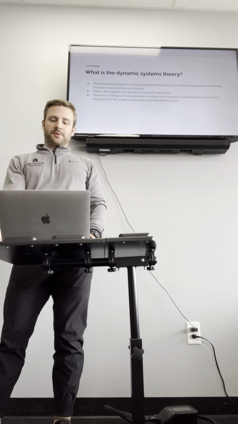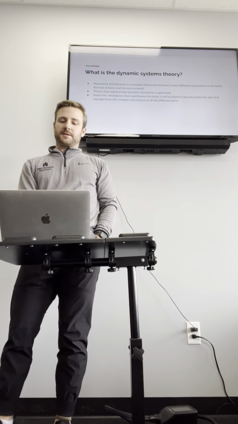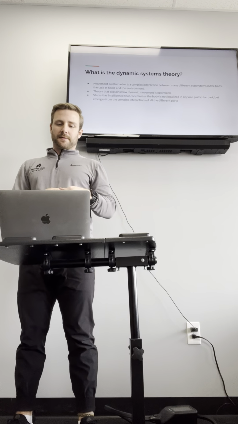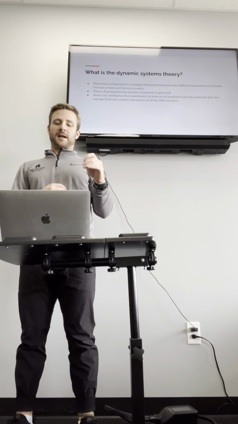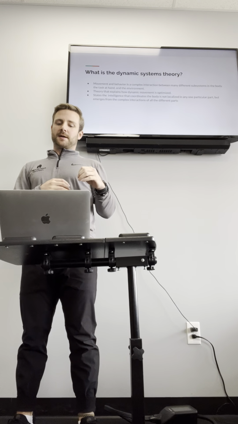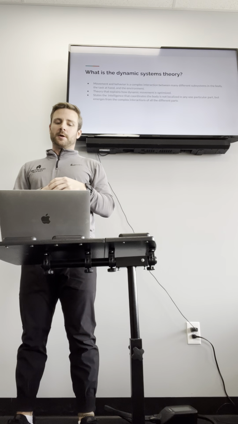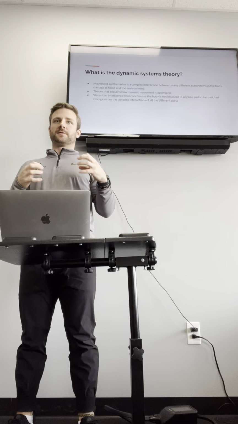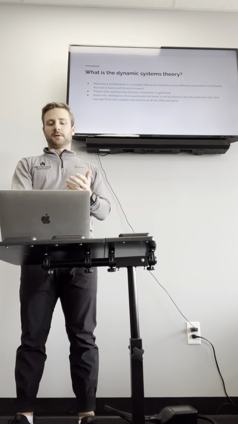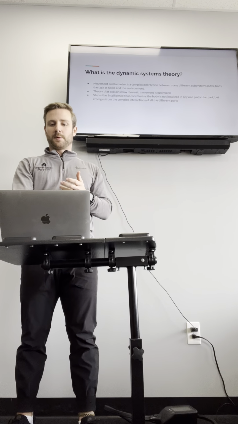Dynamic systems theory basically states that movement and behavior is a complex interaction between many different subsystems in the body, the task at hand, and the environment. It explains how dynamic movement is optimized, and it states the intelligence that coordinates the body is not localized in any one particular part, but emerges from the interactions of all the different parts inside the overall system, which, when we mention system in this, for the most part, is going to be the full human body.